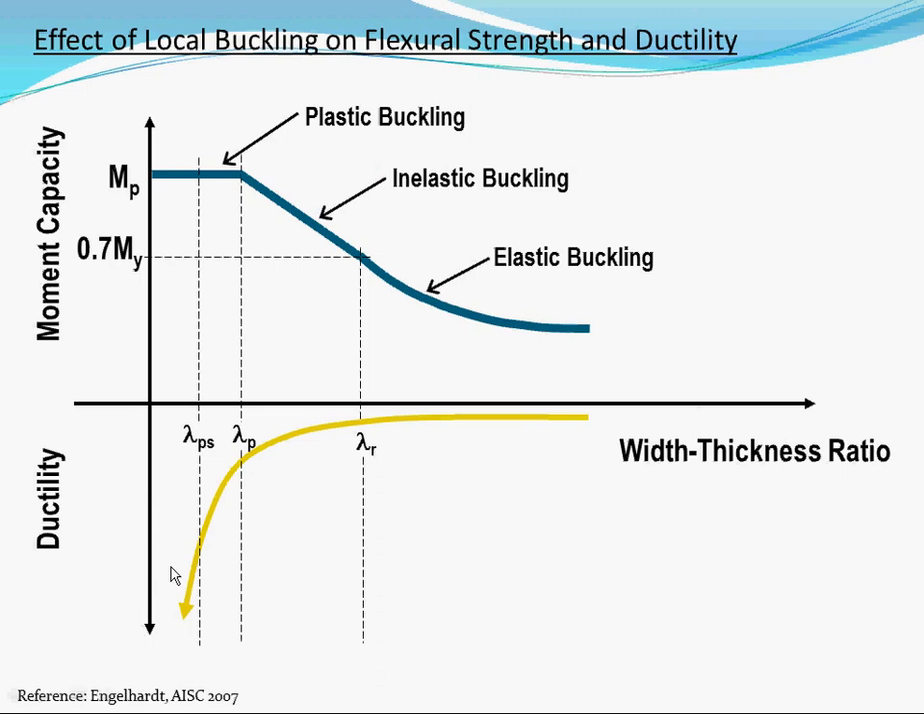This is another way of showing it. Your ductility, your moment capacity. Lambda R is related to the B over T. Lambda P is plastic. So the bigger it gets, the less moment you're going to get.